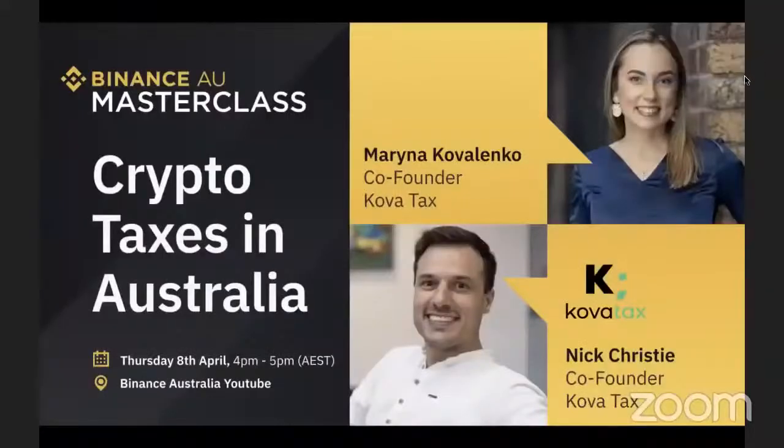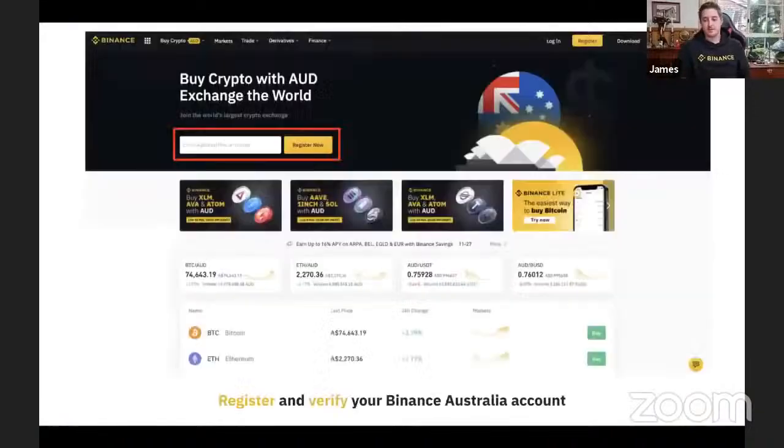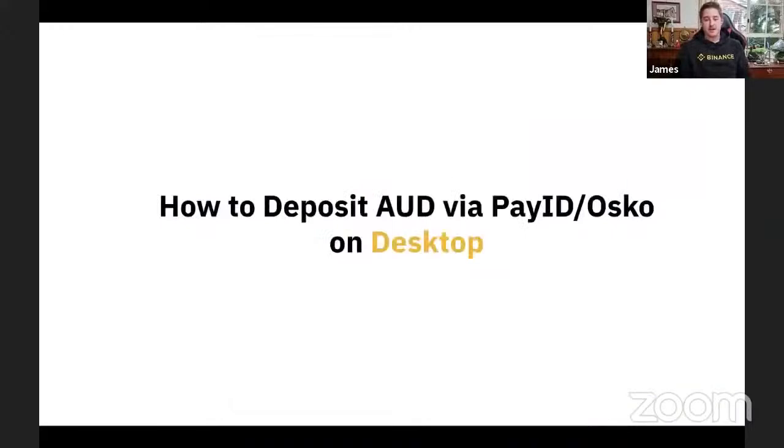All right, hopefully they can see that. Right, yep, great. You got it. Thank you. So how to sign up on the desktop, so PC or Mac. You're just going to go to binance.com/en-au, and you just type in your email address or phone number and register now. Make sure to have your Australian government ID ready. You also need to upload the front and back of the documents as well as a selfie to get going. Then you have all the information come back, we'll get you verified and you'll be able to deposit AUD via PayID OSCO on the desktop.